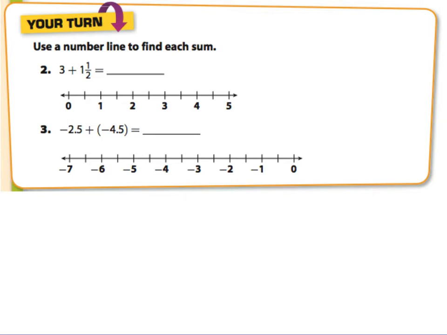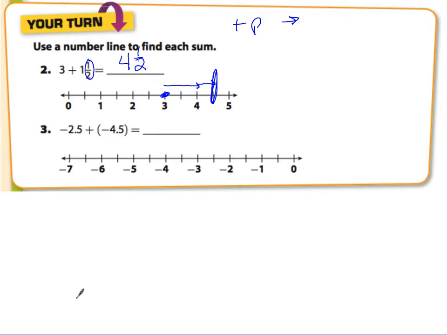So here we have 3 plus 1/2. And I know it says use a number line, so here we start at 3 and we're adding 1, so it's adding a positive, so we're going to go to the right. And we're going to go to the right 1 whole, but then we also have that half, so we have to go another 1/2, which gets us to 4 and 1/2.